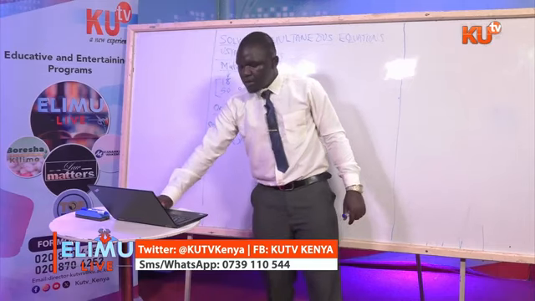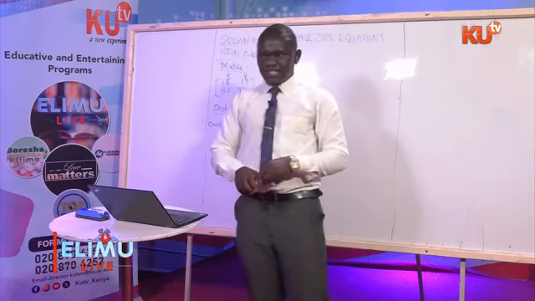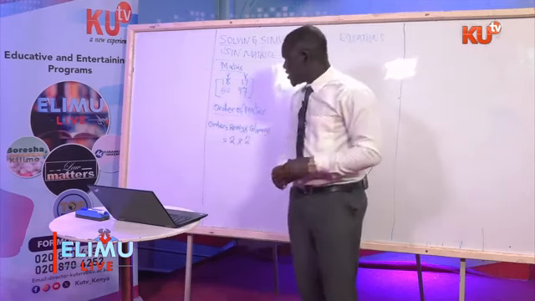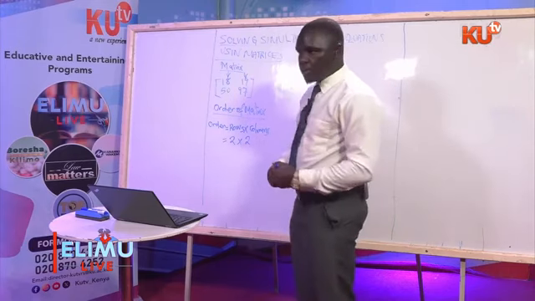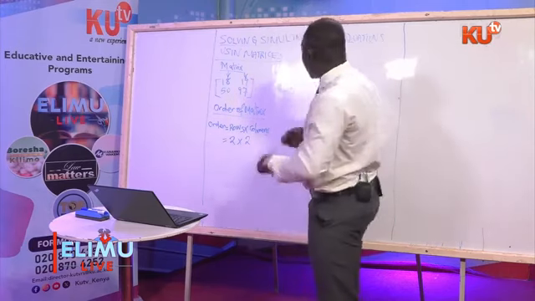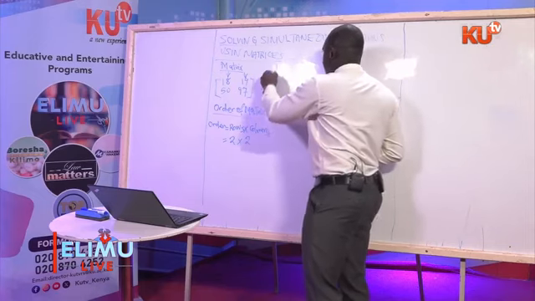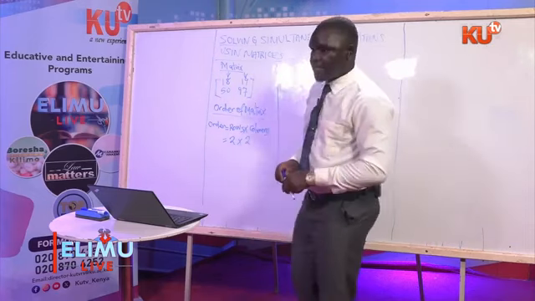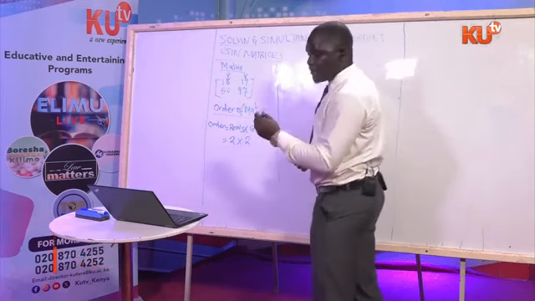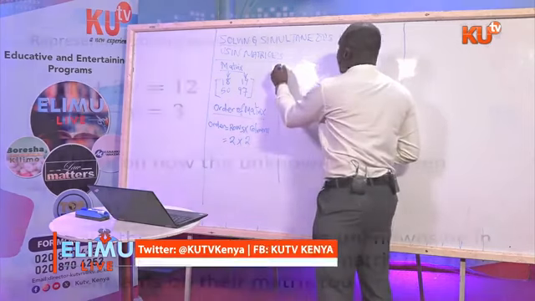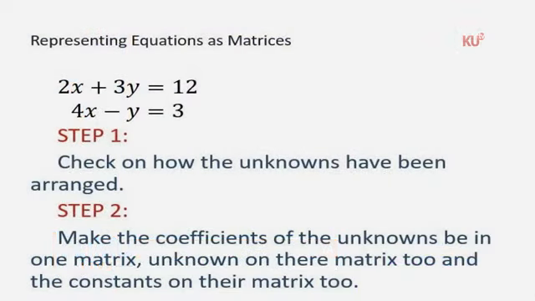Very nice. How do we represent equations as matrices? We're going to be representing equations as matrices, learners. Let's look at this example. I'm having an equation 2x plus 3y equal to 12.